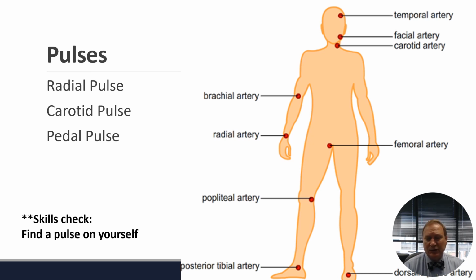And then there's also one on top of the foot. We sometimes refer to that as the pedal pulse, but also the dorsalis pedis pulse. The big point is that any place an artery lies over top of a bone, it's close to the surface of the skin.